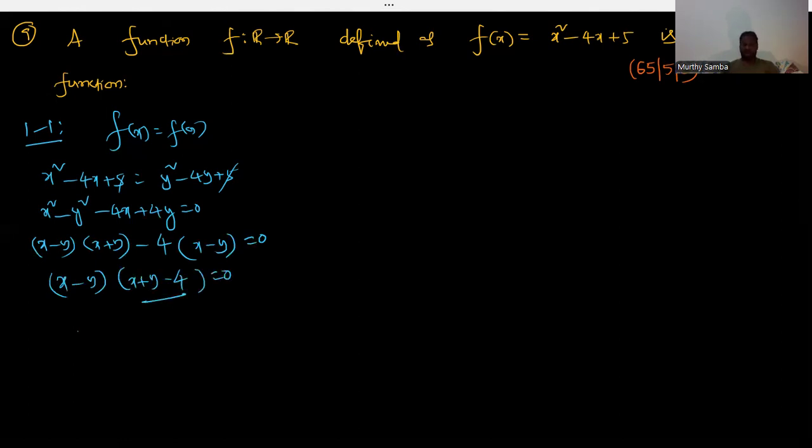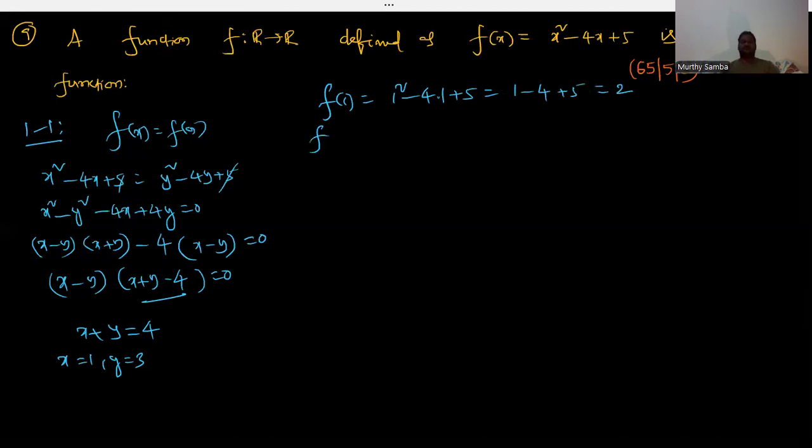I am taking the second condition. x plus y minus 4 is equal to 0 means x plus y is equal to 4. Now you can take two numbers whose sum is equal to 4. I am taking x is equal to 1, y is equal to 3. Now find what is f of 1. f of 1 is equal to 1 square minus 4 into 1 plus 5, which is 1 minus 4 plus 5. So which is going to be 2.